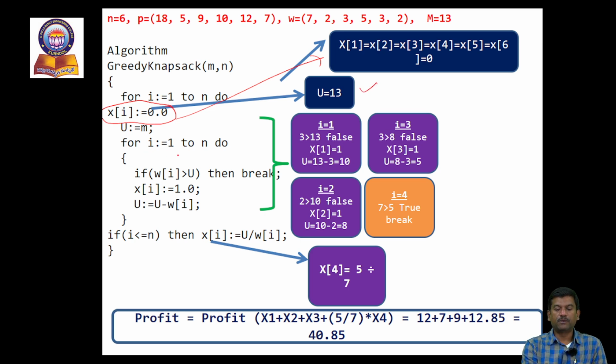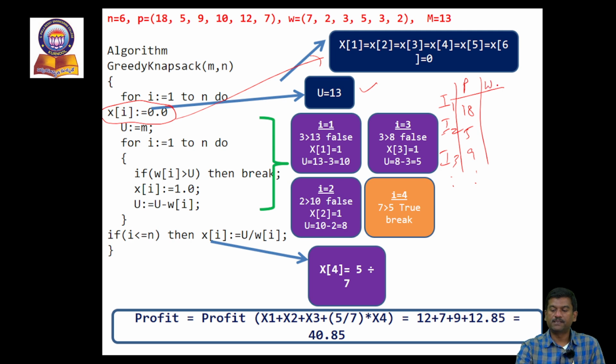And for i equal to 1 to n, for each item that you are considering, if w of i is greater than u. So what is the weight? You need to arrange according to the basis of pi by wi. That has been left as an exercise. That is item 1 and similarly item 2 and so on. And the profits are associated like 18 and similarly 5 and similarly 9 and so on.